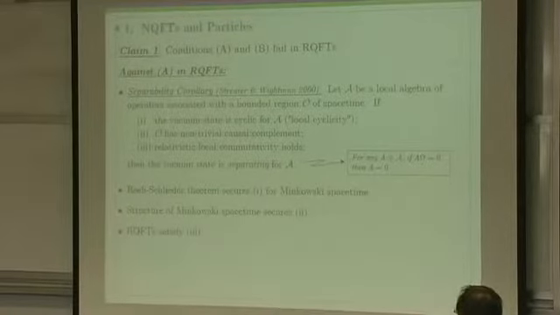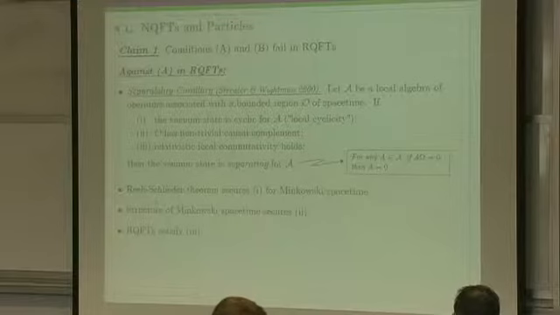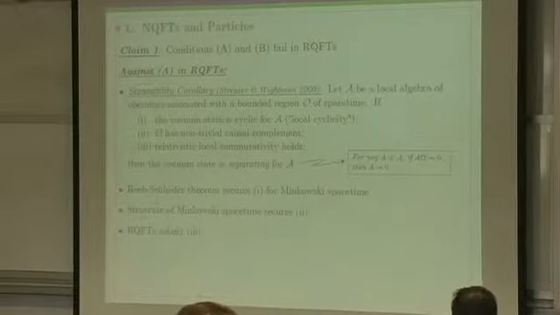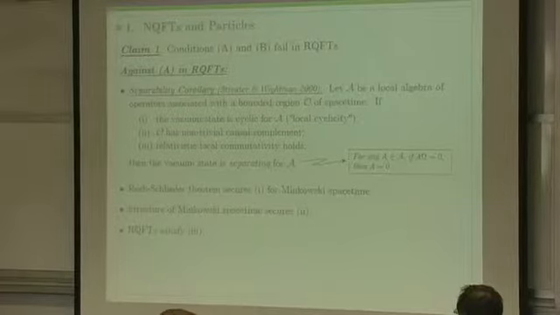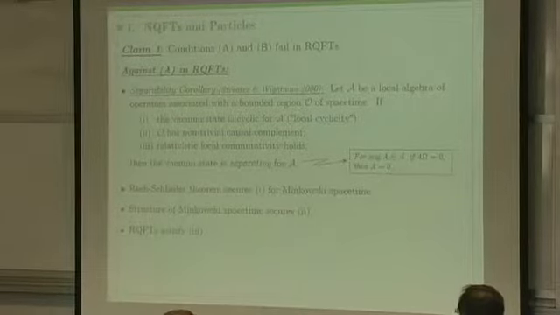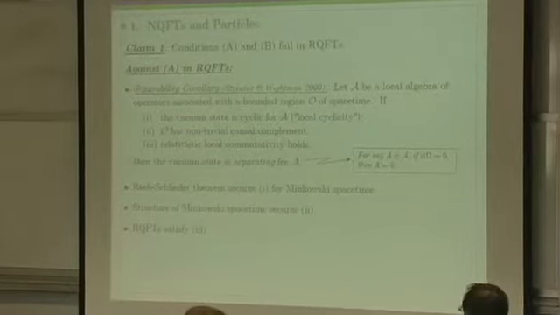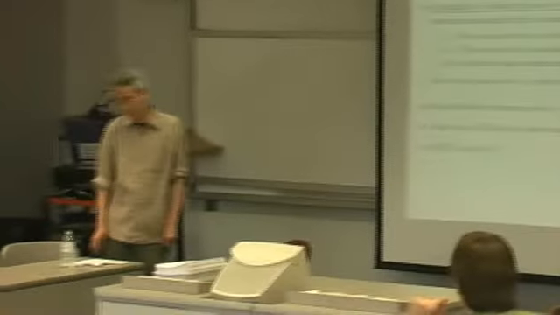So the Reeh-Schlieder theorem secures condition 1 for Minkowski spacetime. The structure of Minkowski spacetime secures condition 2, and relativistic quantum field theories satisfy the relativistic local commutativity condition 3. Thus, the vacuum state of a relativistic quantum field theory in Minkowski spacetime is separating.